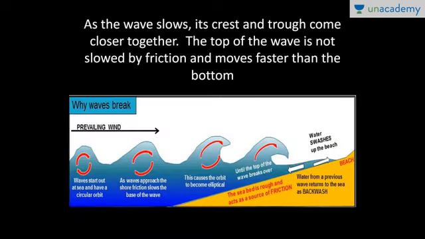Okay. Now, what happens when the wave reaches the shore? See, when the wave reaches the shore, it experiences friction, right? And that is why the wave slows. Okay, so when the wave slows down, its crest and trough will come closer together, right? And that is why it will be in the form of this protruding, right? Now, how does this happen? See, the top of the wave is not slowed by friction, but the bottom of the wave experiences friction, right? That is why the top moves faster and the bottom moves slower, right? That is why this wave breaks at the shore. This is how it breaks. Okay.